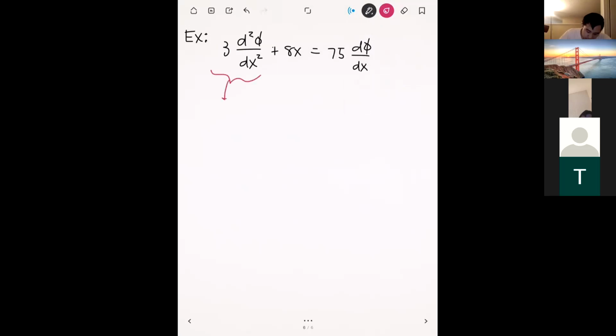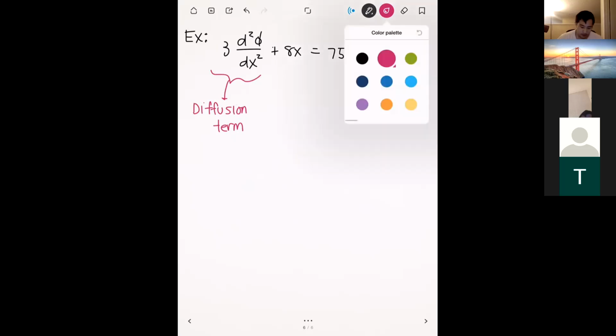Here is our diffusion term. We know it's diffusion because it's a second order derivative, and that's how you know it's diffusion. The diffusion coefficient here is 3.